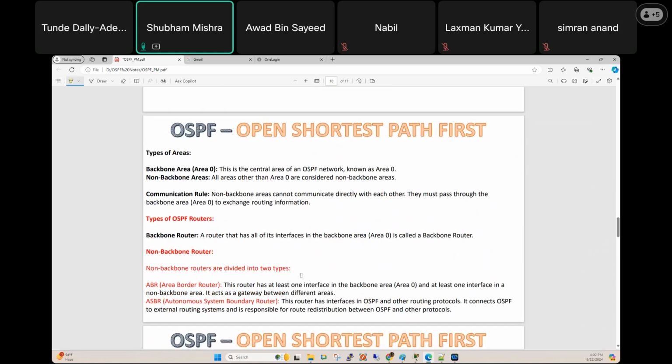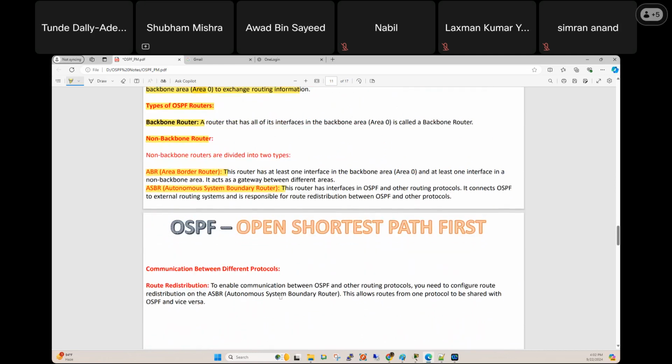This one we already discussed. Types of area: backbone area, non-backbone area. Right? Communication rule I already told you: non-backbone areas cannot communicate directly with each other, they must pass through area 0. Types of OSPF router: backbone router I told you, non-backbone router I already told you, ABR router I already told you, ASBR router I already told you. Right? Everyone? Yes. Okay.